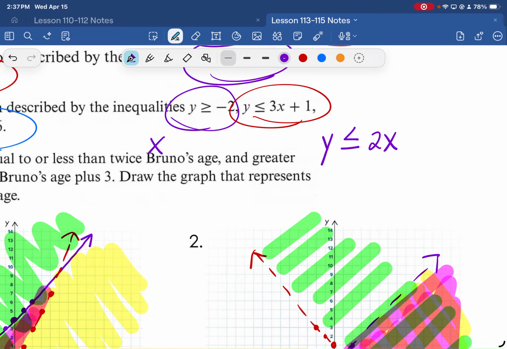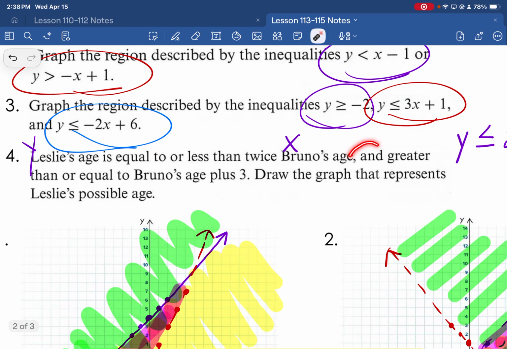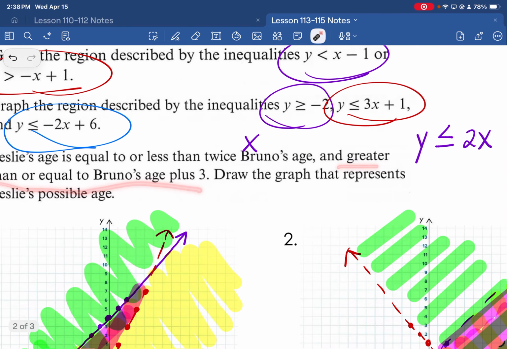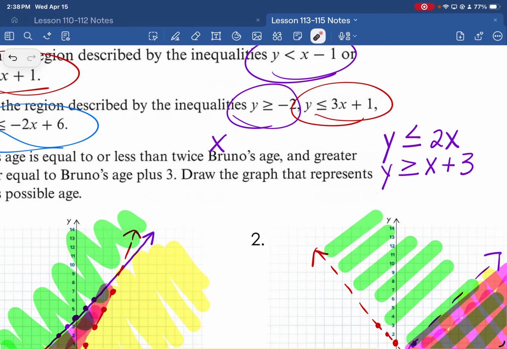Now we need at least one more. It says, and greater than or equal to Bruno's age plus 3. How would we do that? The other way? So greater than or equal to Bruno plus 3. All right, here you go. These are the two inequalities that I want you to graph.